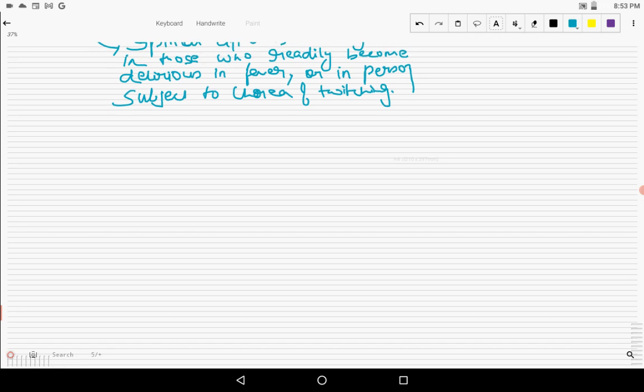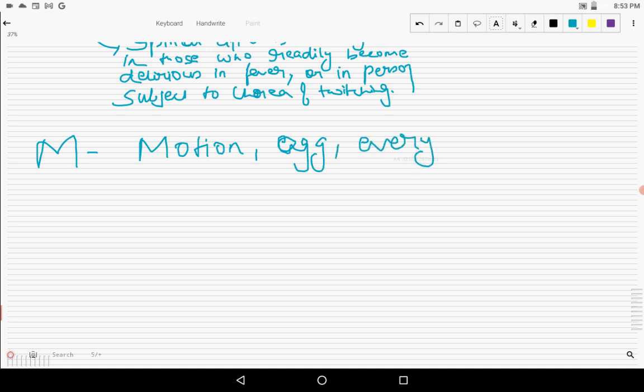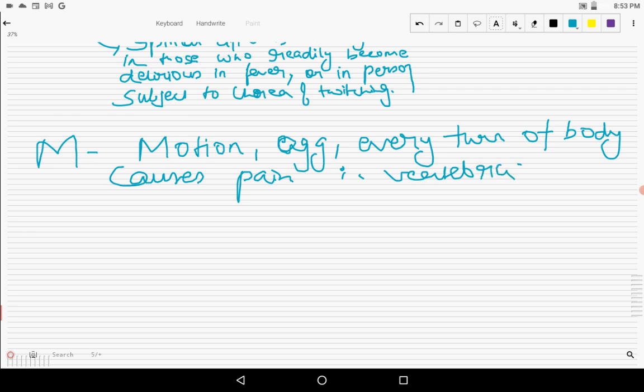Next, Muscarius. So M stands for motion. So motion aggravates. You can explain this symptom: every turn of body causes pain in vertebra. Okay. U is again for upper left and lower right side complaint.